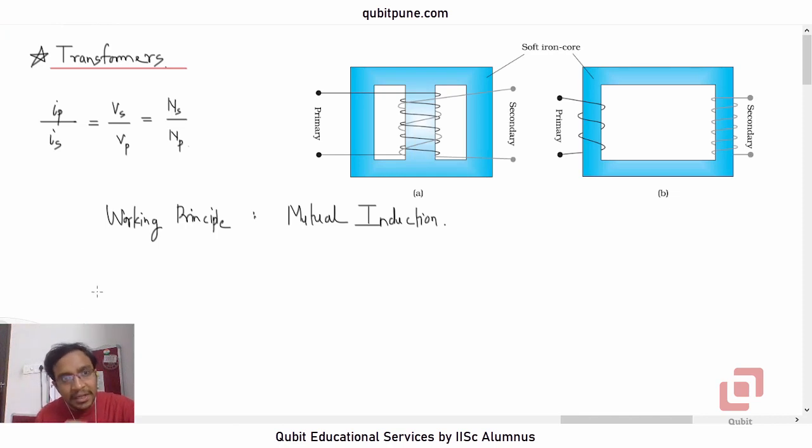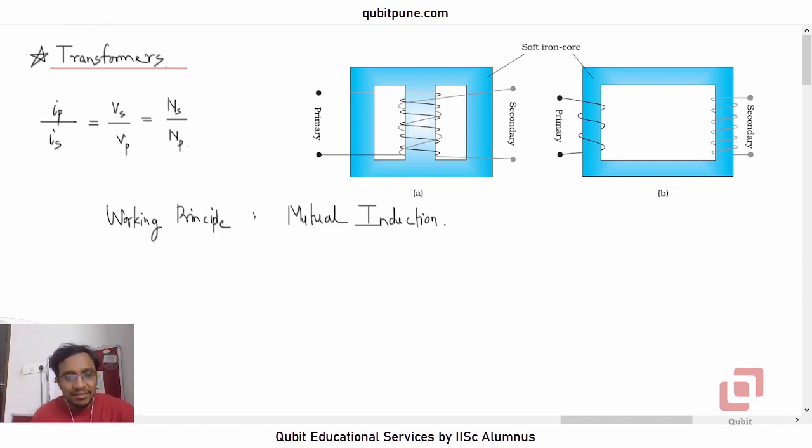So a transformer consists of two coils, the primary and the secondary. Generally, the primary coil is connected to the source and the secondary coil is connected to the load. You can have two orientations: either they are wound on the same iron core or they are wound on different iron cores of the same piece. So there will be flux linkage and therefore induction of current or voltage.